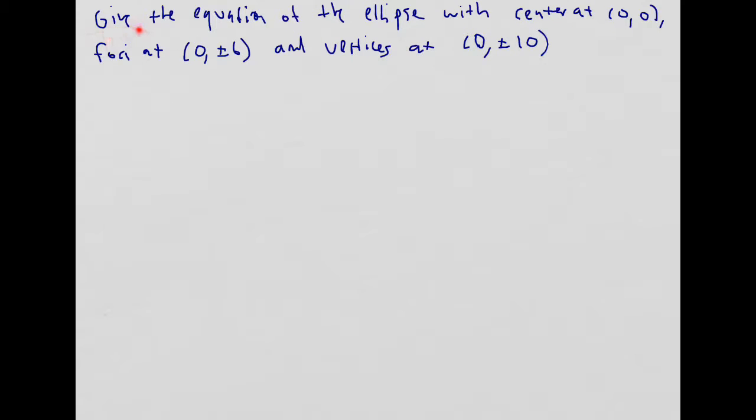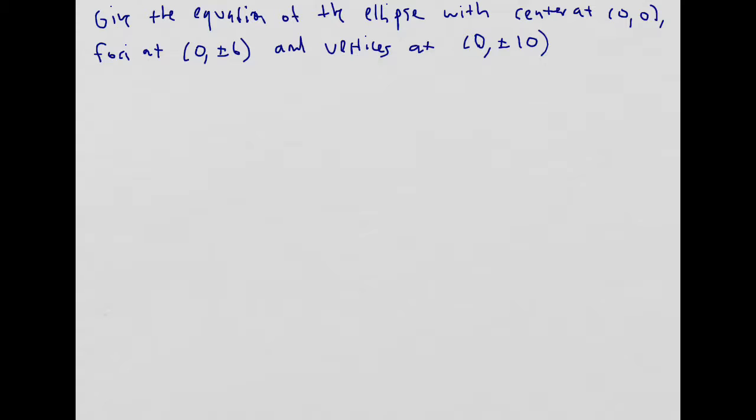So this question is asking to give the equation of the ellipse with these certain properties. So we know that the center is going to be at the origin, or 0, 0. We know the foci are at 0, positive 6 and 0, negative 6. And the vertices are at 0, positive 10 and 0, negative 10.